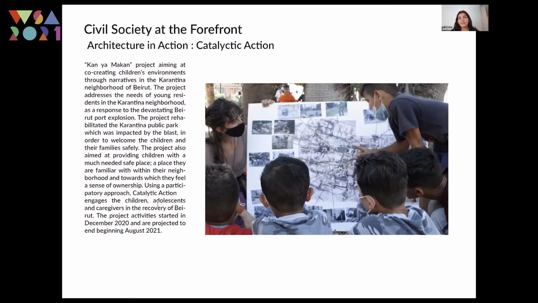So this space acted as a therapeutic plot within Beirut for these children, who during the aftermath of the blast were very much overlooked, both in terms of their mental health and their safety, but also in terms of the importance of recreation in their day-to-day lives and in their development through that age.